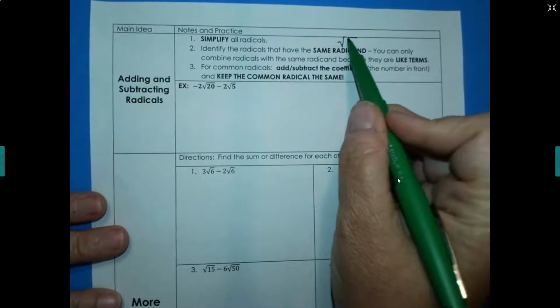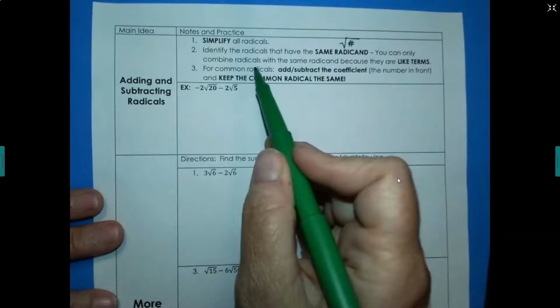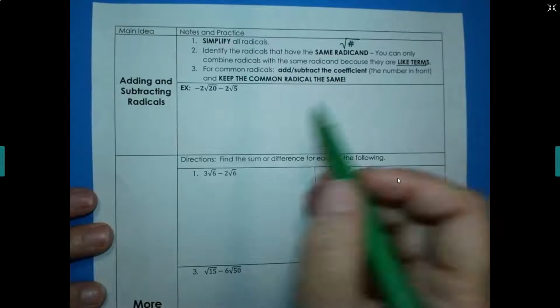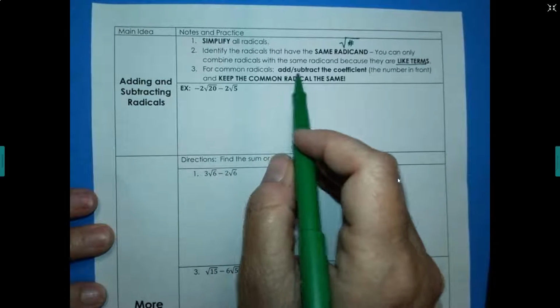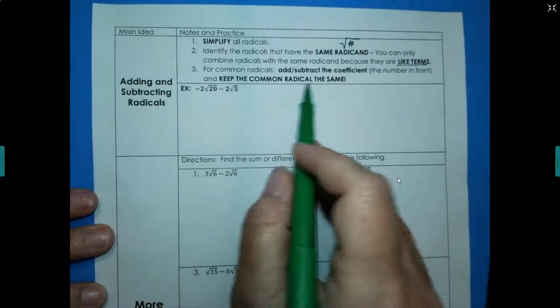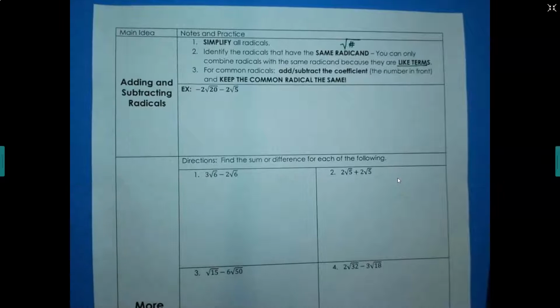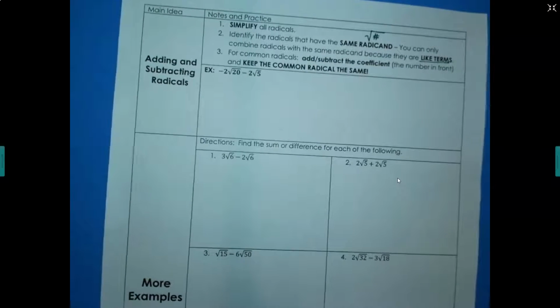Remember, the radicand is the number underneath the radical. You can only combine radicals with the same radicand because they are like terms. So you cannot combine unlike terms. For common radicals, you're going to add or subtract the coefficient, which means the number in front, and keep the common radical the same. That means do not change whatever's under the radical. So let's take a look at our example here.